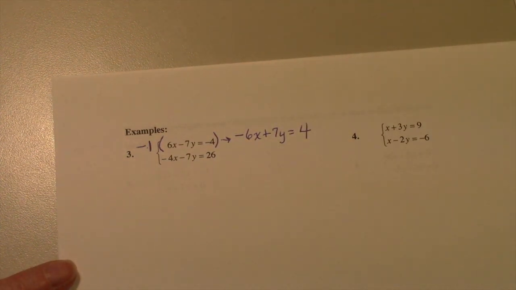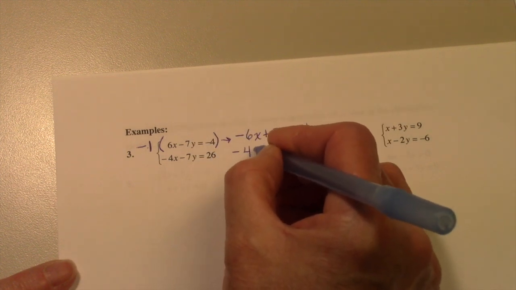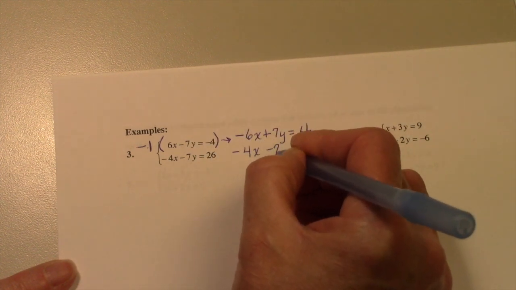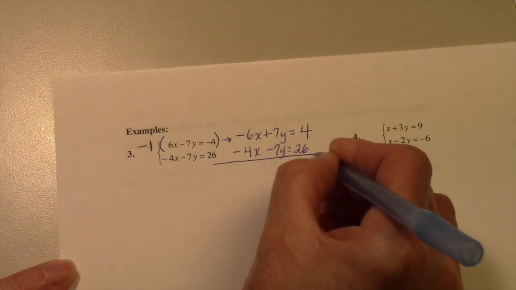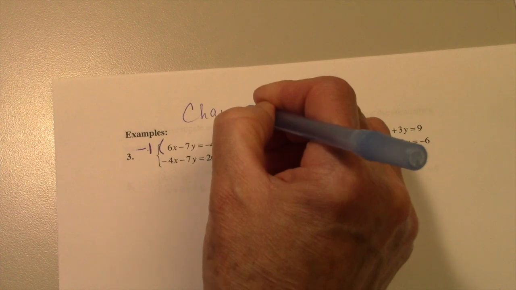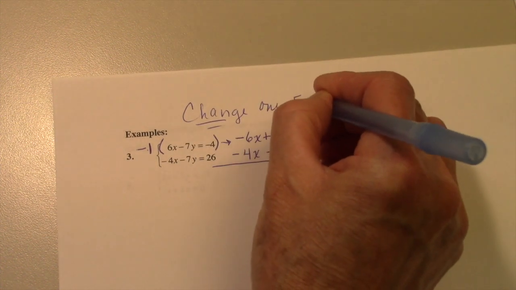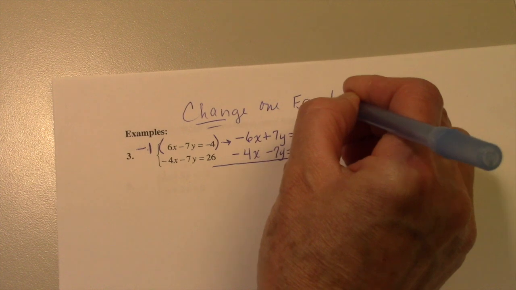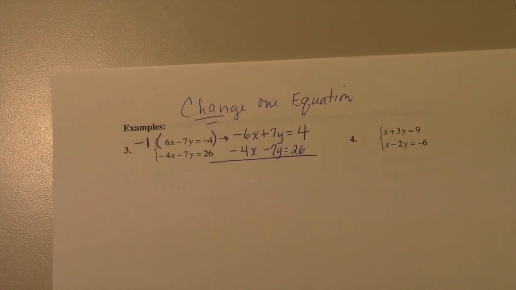See how their signs all changed? I'm going to rewrite the exact bottom underneath. -4x, -7y equals 26. The bottom one did not change. So this is where I am changing. I'm going to change one equation. And how do I do that without changing the value? I multiply the whole equation by a number, the same number.